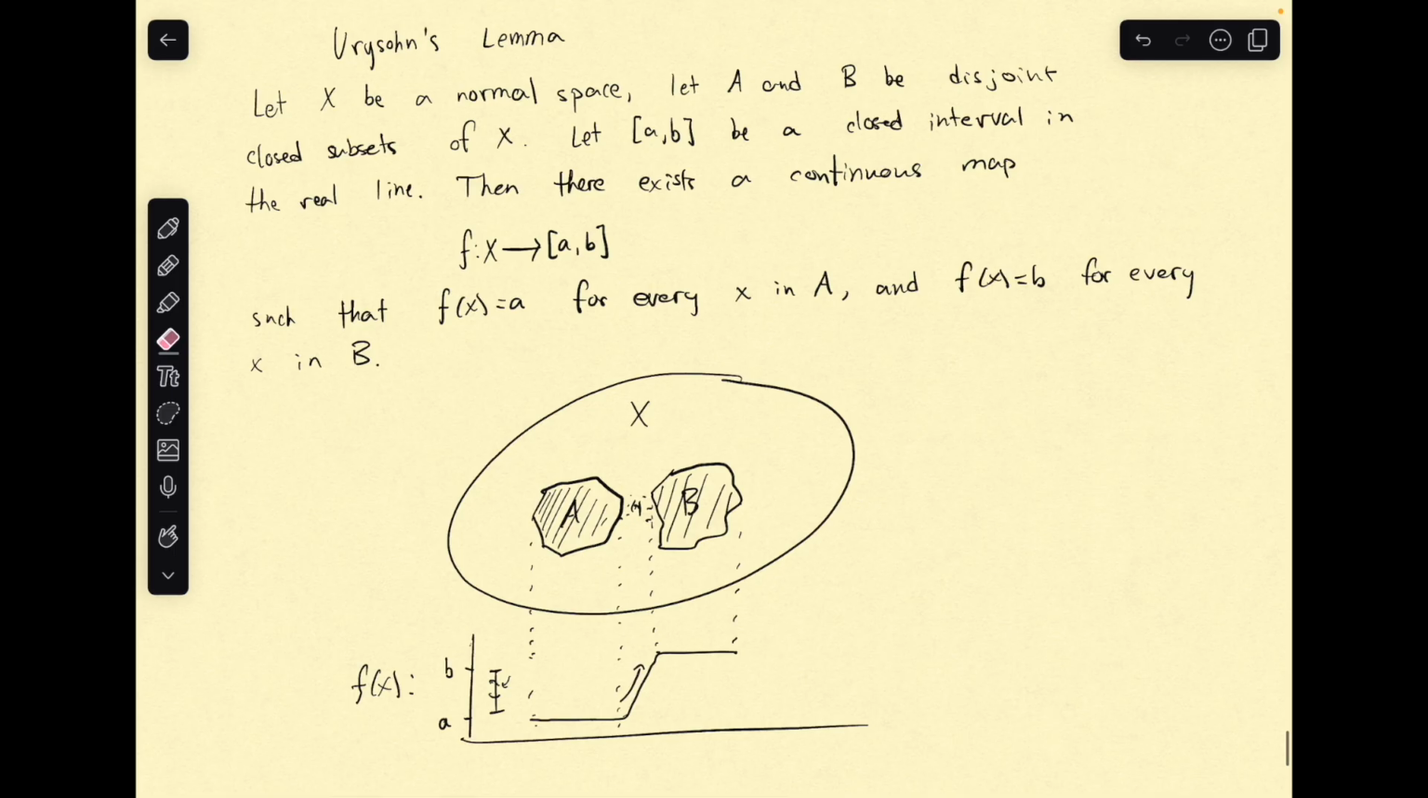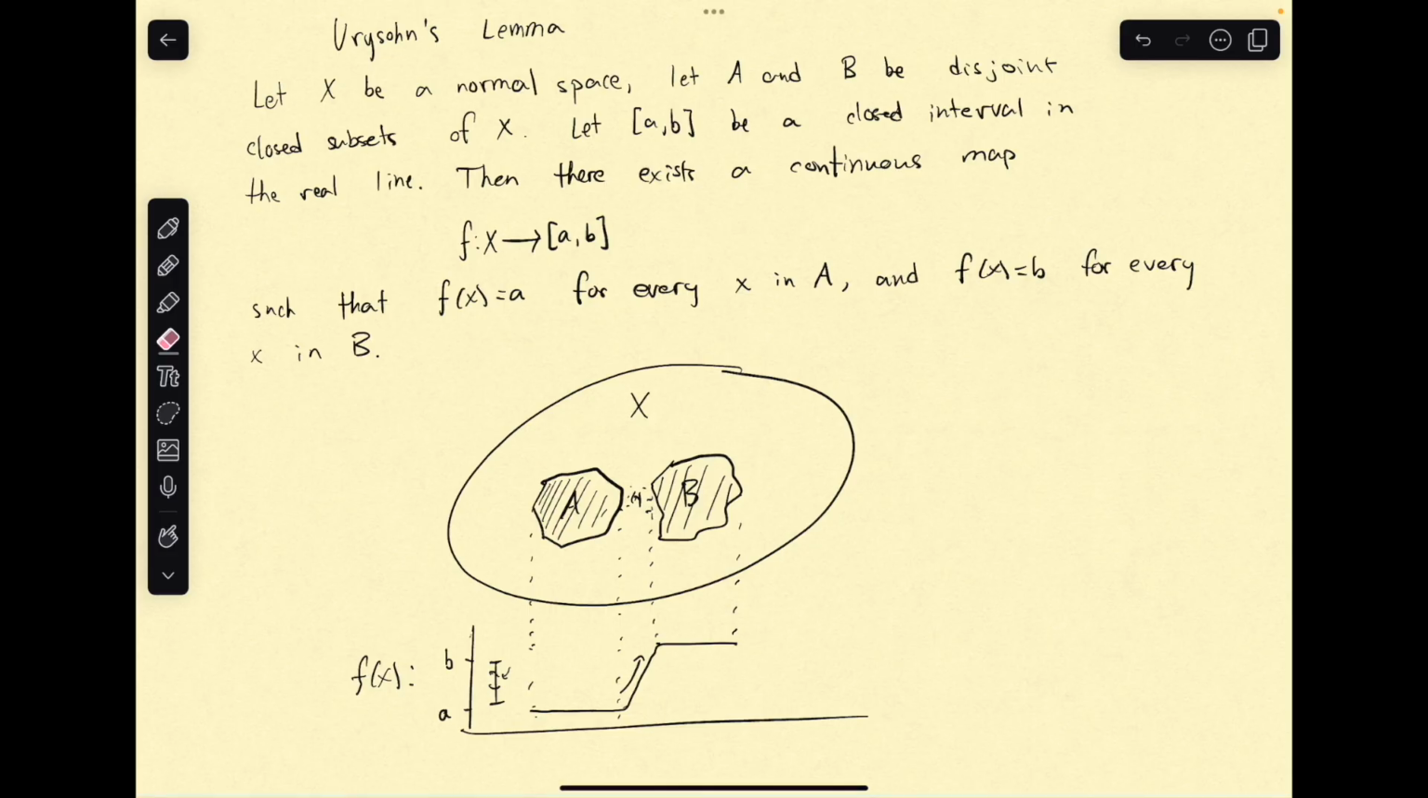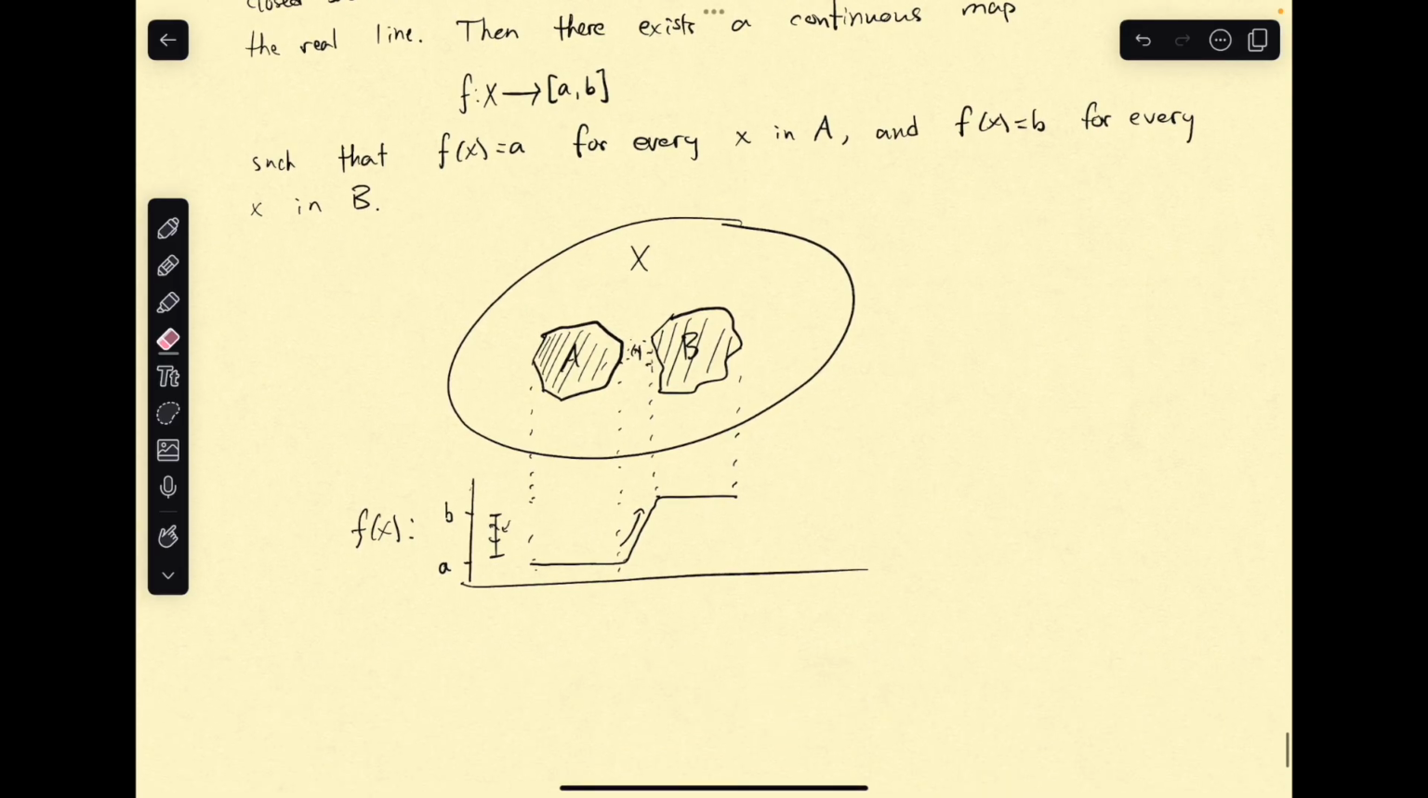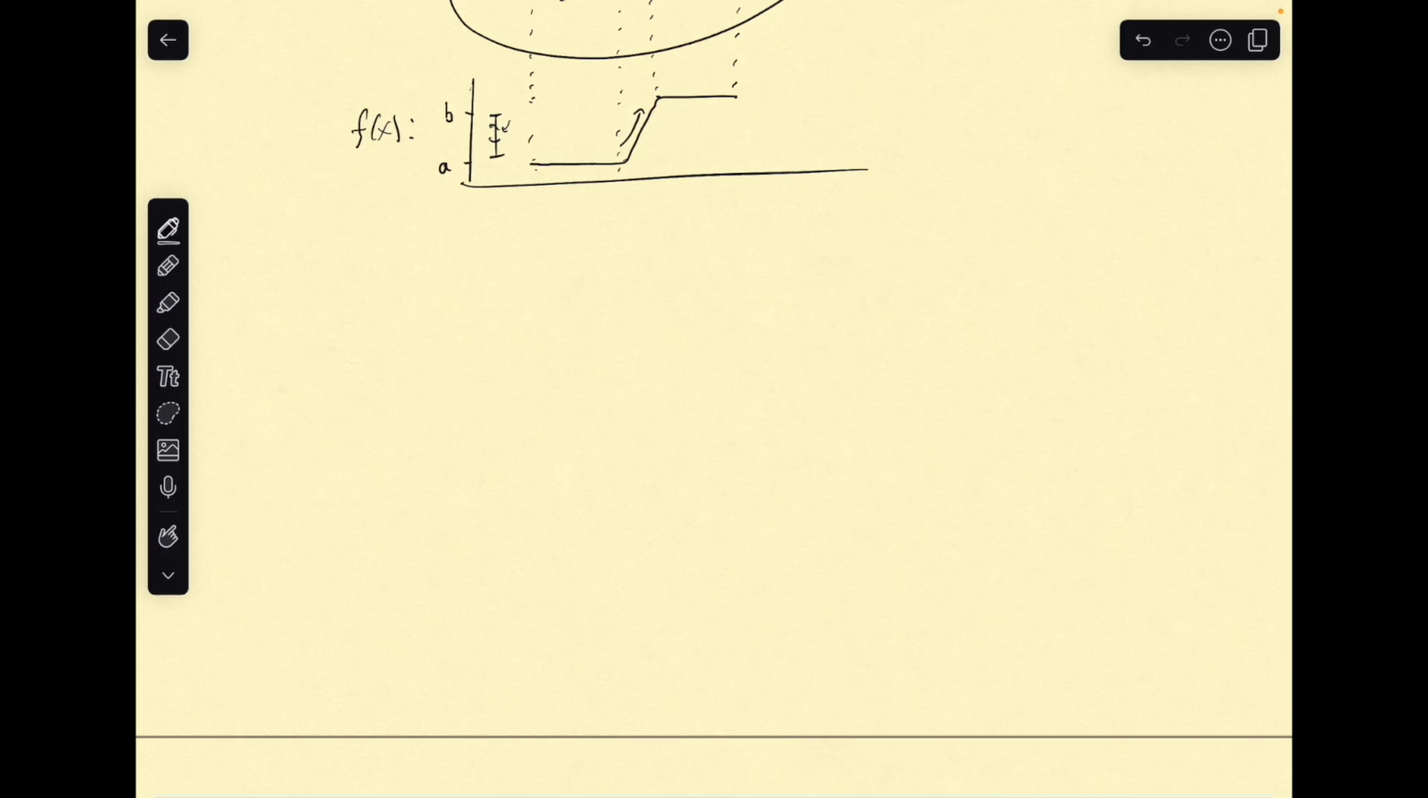And this follows from the space being normal, but it ends up being a very useful theorem or a useful lemma to prove a bunch of other important results and theorems in topology. So we're going to be going over the proof for this. We're going to first discuss the plan for how we're going to do it, and then we're going to execute this plan step by step.